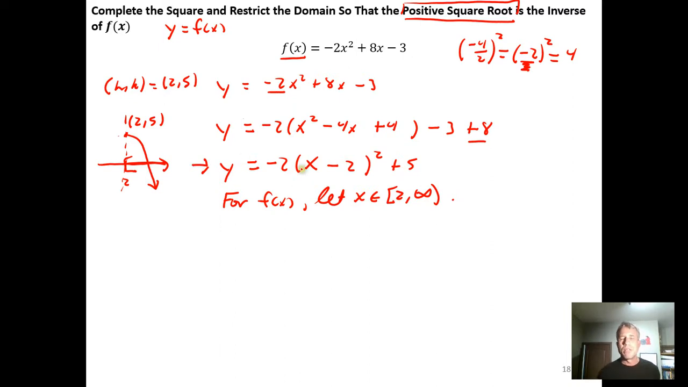Because it's in vertex form, we'll be able to manipulate it into a form to which we can apply the square root property. So I'm going to take my y equals -2 times (x minus 2) squared plus 5. And to solve for x, we want to isolate the (x minus 2) quantity squared. So first subtract 5 from both sides, so we get y minus 5 equals -2 times (x minus 2) quantity squared.